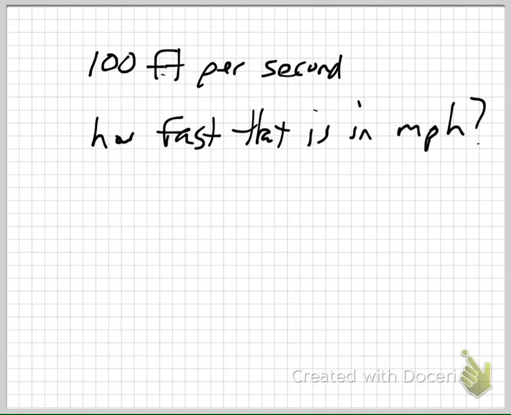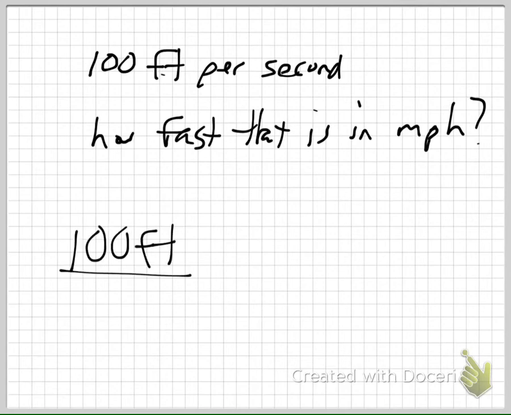Does that make sense? If I'm traveling 100 feet per second, I want to know how fast that is in miles per hour. I showed you this last year once. I'm going to show you again. Pay close attention. There's a pretty cool way of doing this. I'm going to be converting two things. Okay, so let's set up our ratio. What is the first ratio we have?